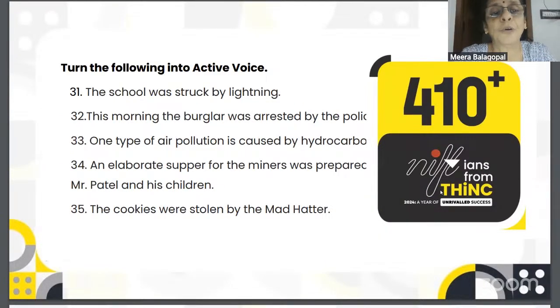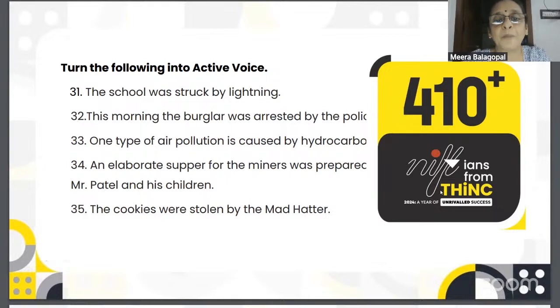Now change the following into active voice. The school was struck by lightning. So the answer will be, lightning struck the school. The school was struck is passive voice. This morning, the burglar was arrested by the police. So this is passive voice. Change it into active voice. The police arrested the burglar this morning is the active voice sentence.